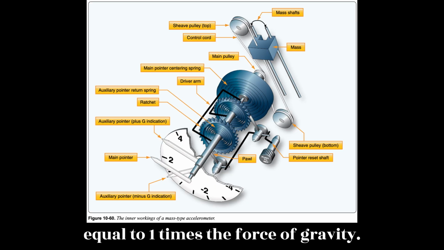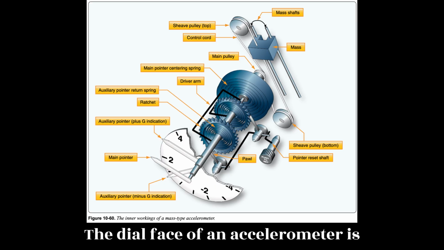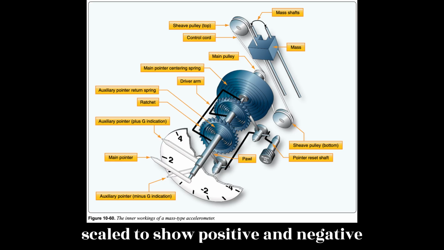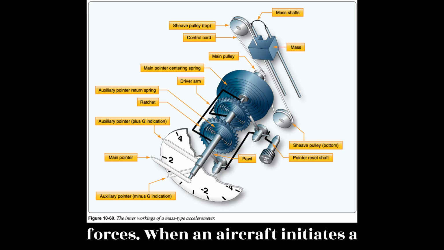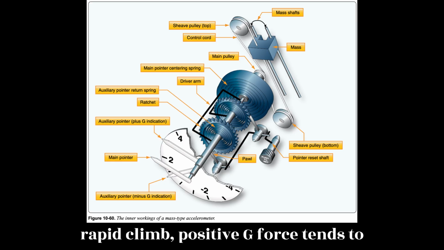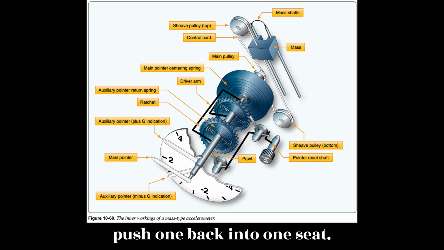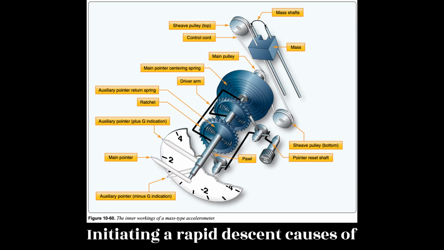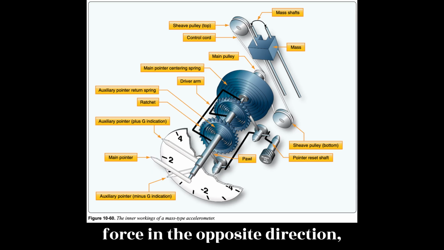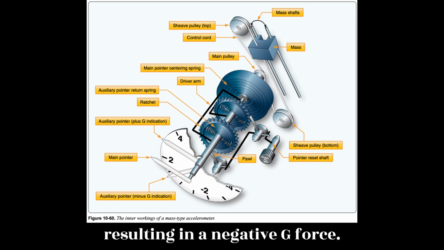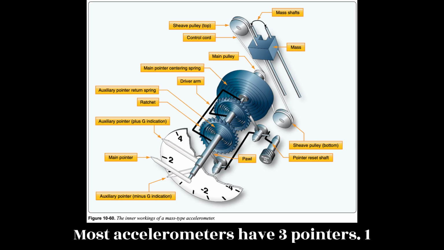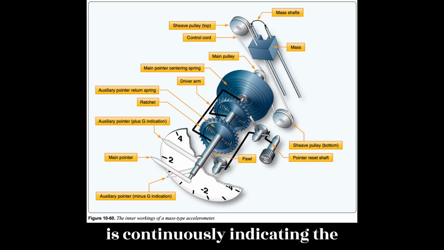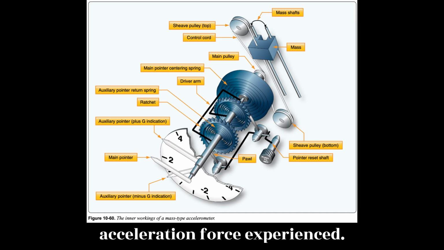1 G is equal to 1 times the force of gravity. The dial face of an accelerometer is scaled to show positive and negative forces. When an aircraft initiates a rapid climb, positive g-force tends to push one back into one's seat. Initiating a rapid descent causes a force in the opposite direction, resulting in a negative g-force. Most accelerometers have 3 pointers. One is continuously indicating the acceleration force experienced.